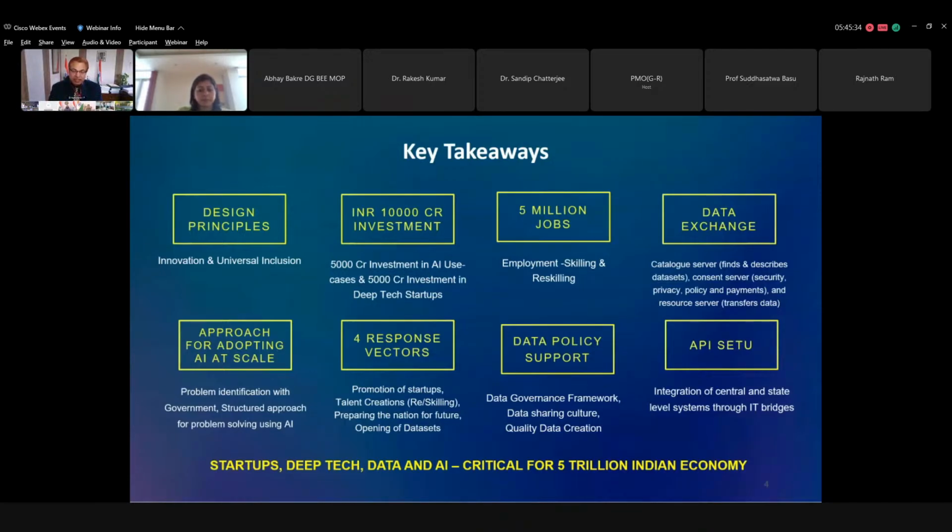So the key takeaway was that supporting startups in deep tech and AI and other areas would be critical for the achievement of the vision, the target of a 5 trillion digital economy in India by 2025-26. And these were the key focus areas in the panel, sir.